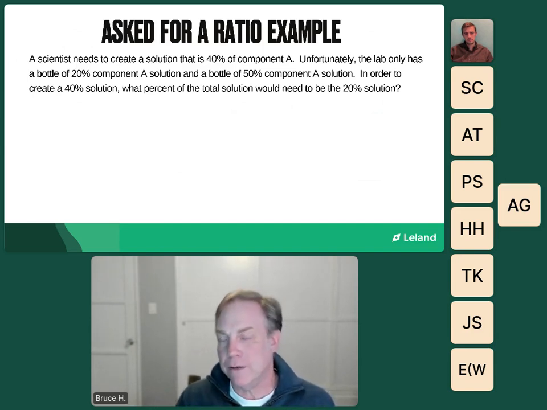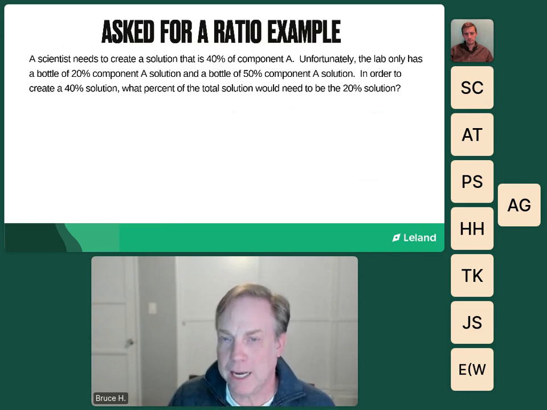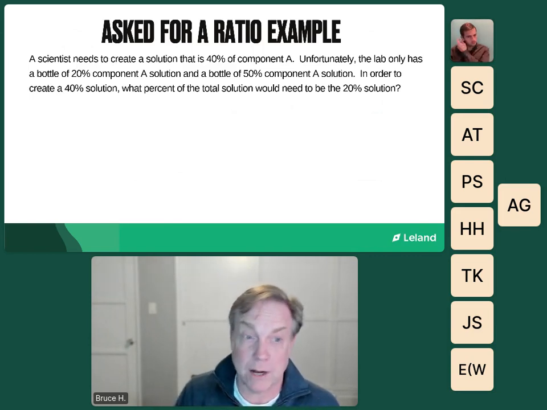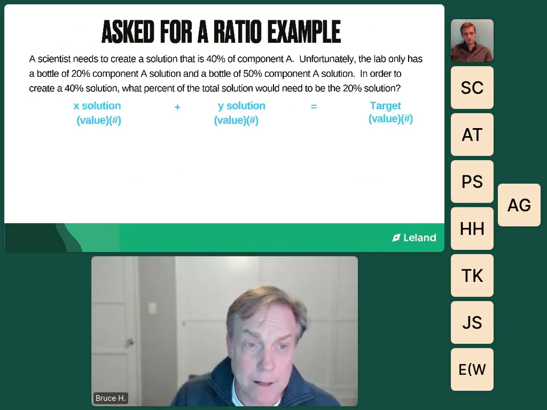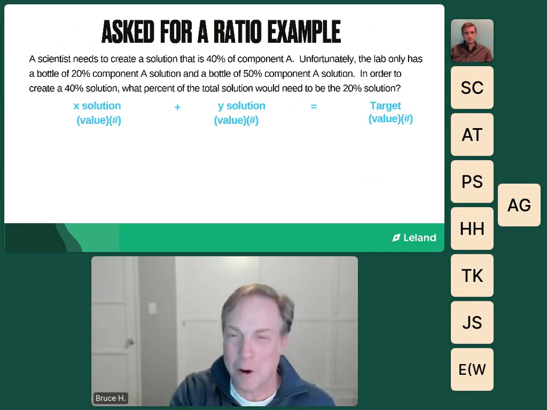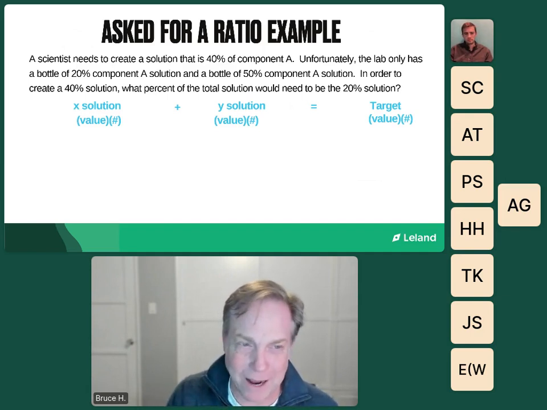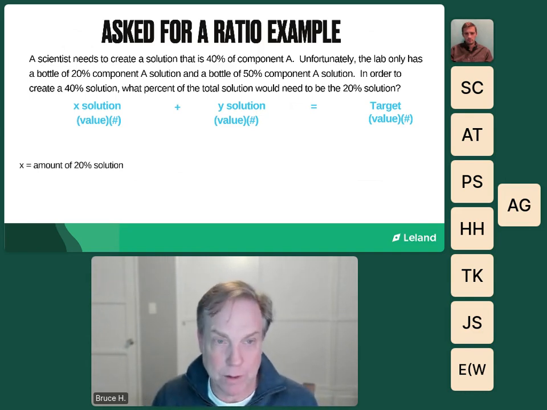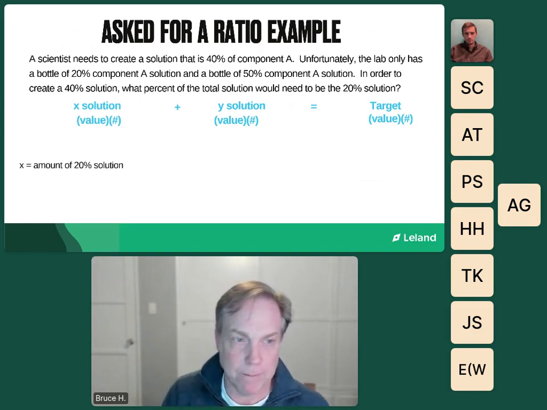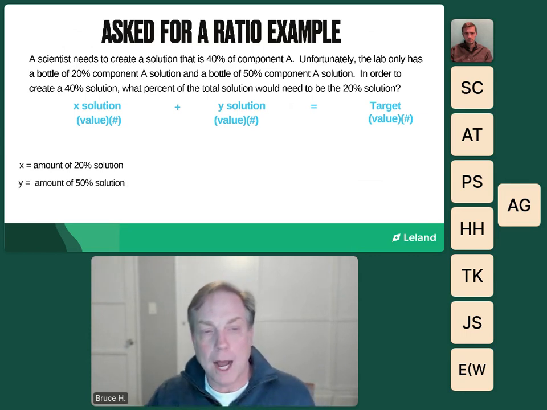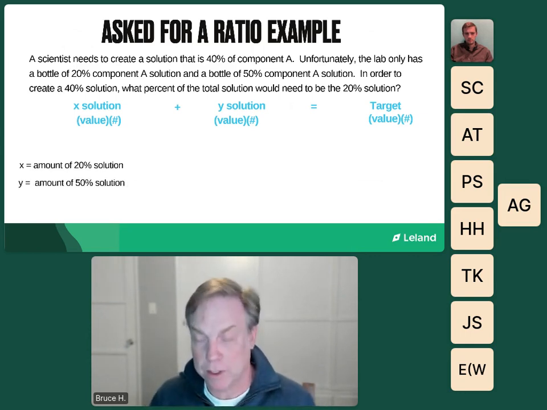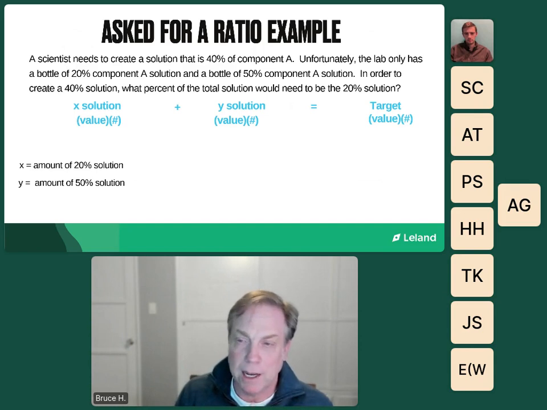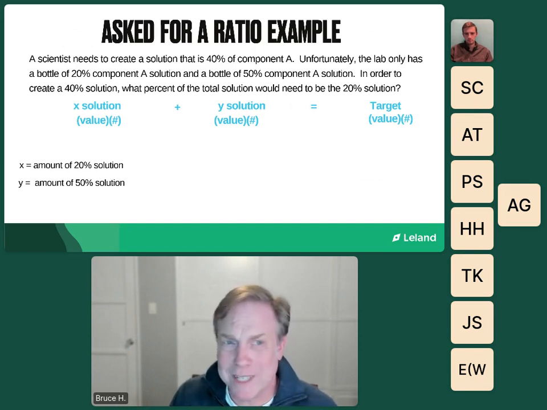Part of the reason that it's confusing is they don't even do us the courtesy of assigning variables. We're going to need to do it ourselves. So we're going to do this really quick. So we know that we can set up the framework here, right? And we're going to call X, well, that's the amount of 20% solution. We're going to call Y, well, that's the amount of 50% solution. And what are we being asked for here? What's the ask?